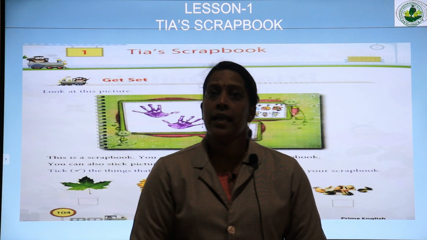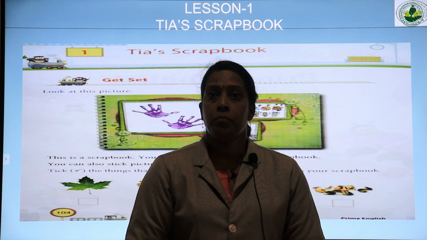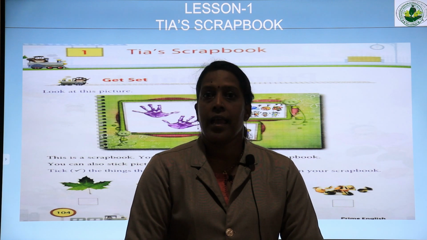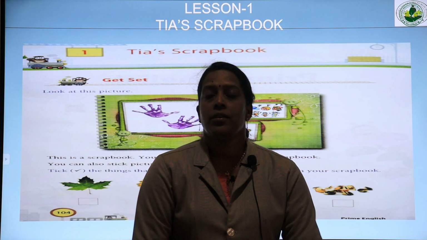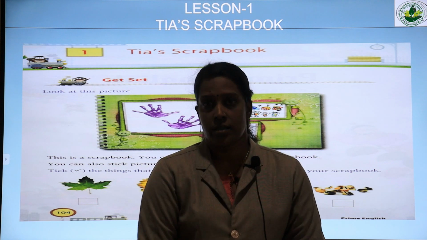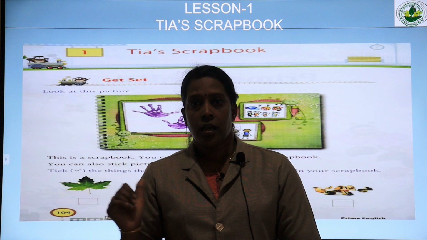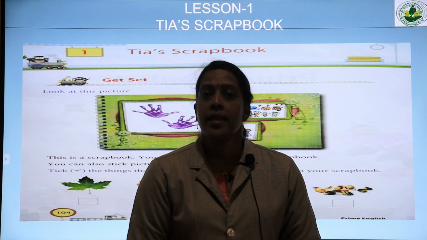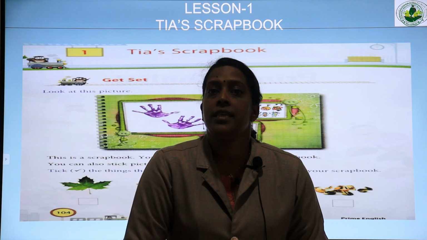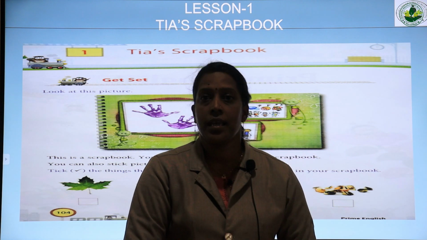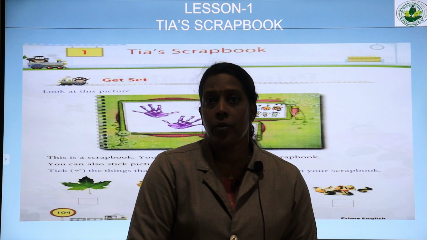Scrapbook means it is a book, and in that book you can do many activities, like you can draw pictures, you can paste pictures, and you can paste your fingerprints, etc. So, that book is called scrapbook. Our Tia also has a scrapbook. So, we are going to discuss Tia's scrapbook. I will show you what a scrapbook is.